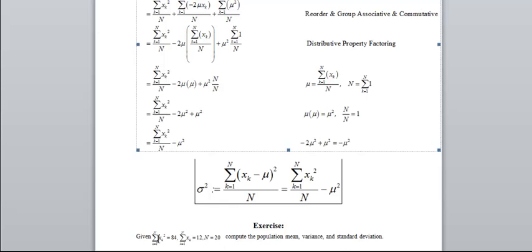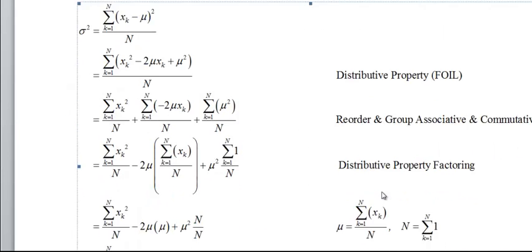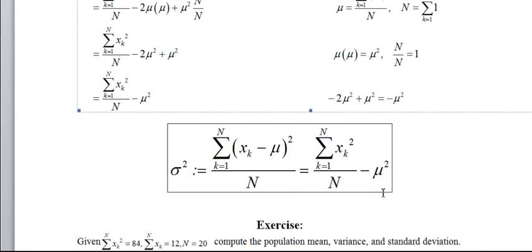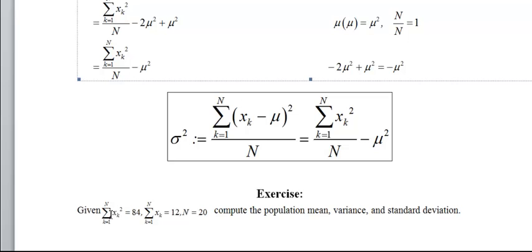So here's an exercise. Let's go back and look at that exercise. The exercise is, if we know the sum of the x squares, the sum of the x's, and n, can we compute the mean, variance, and standard deviation? Well, yeah, it's pretty easy to do.